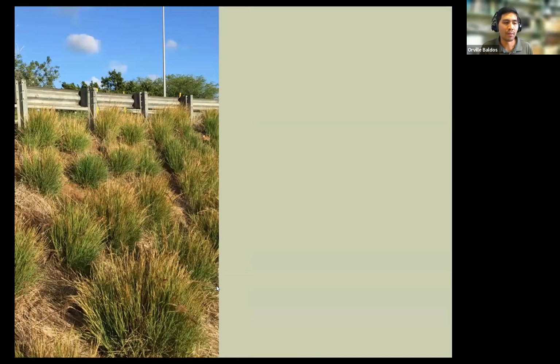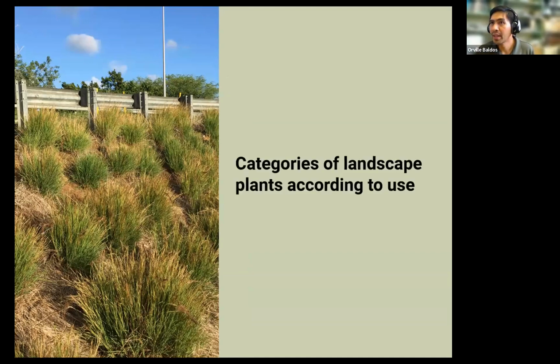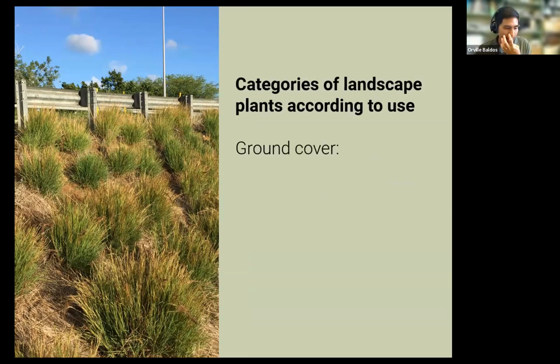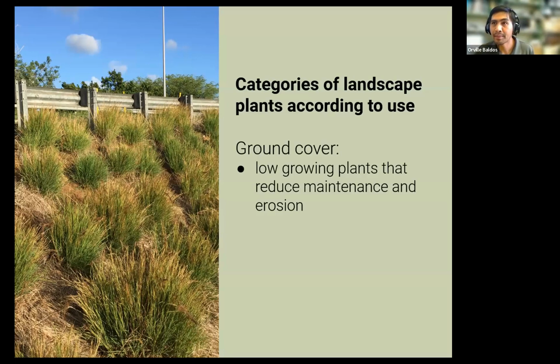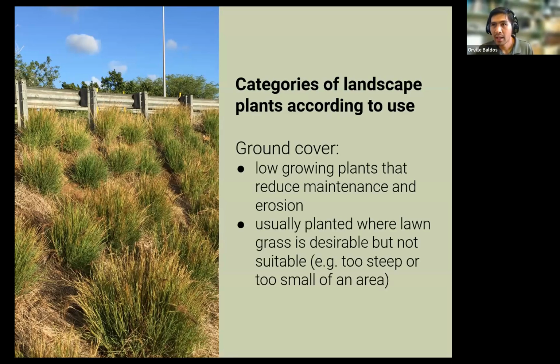Okay, so those are examples of elements and principles of design. Now let's look at the different categories of landscape plants according to their use. One use of a plant in the landscape is as a ground cover. Ground covers are low-growing plants that reduce maintenance and erosion. These are usually planted where grass is desirable but not suitable. If you have an area that's too steep, like this highway slope over here, or maybe the area is too small for grass to be established, then you establish ground covers there.